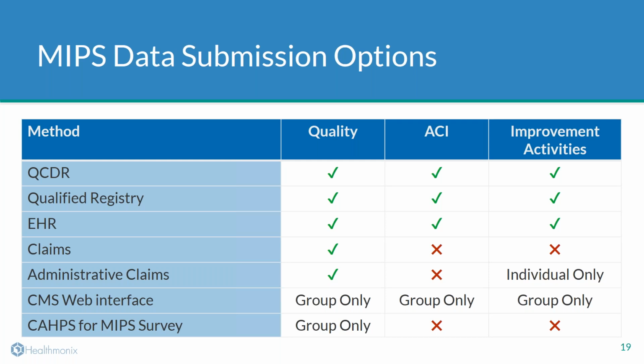as a group. For the CMS web interface, it's only available for those reporting as a group, and groups can report through the CMS web interface for all three performance categories. And then finally, the CAHPS for MIPS survey is going to be available just for groups reporting quality.